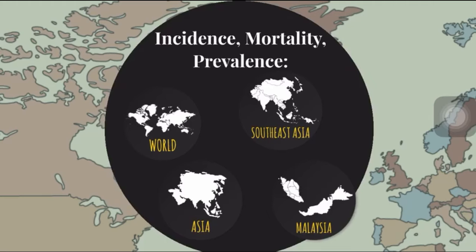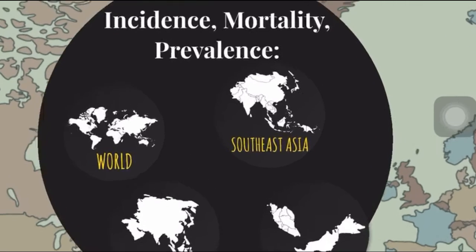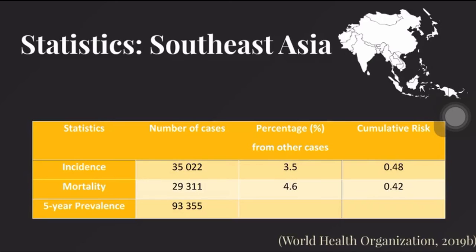The next part is statistics of leukemia in Southeast Asia. For its incidence, the number of cases are 35,022 cases. Compared to other cancers, leukemia makes up 3.5% of cases in Southeast Asia, with the cumulative risk of 0.48. In terms of mortality, the number of cases are 29,311 cases, making up 4.6% of cases compared to other cancers, with cumulative risk of 0.42. Other than that, leukemia's 5-year prevalence in Southeast Asia has a number of cases of 93,355 cases.